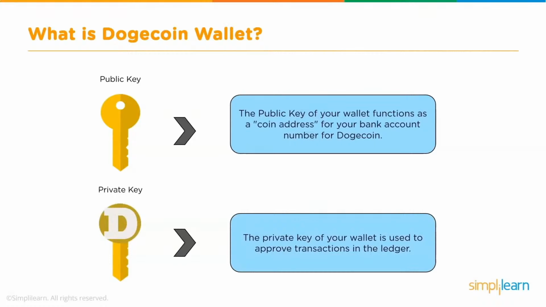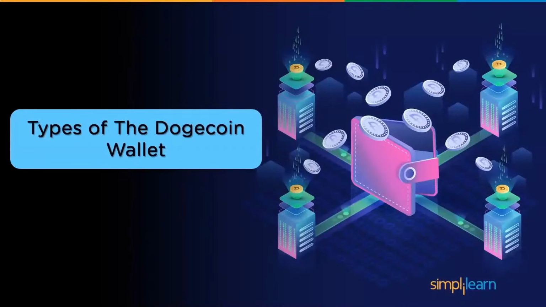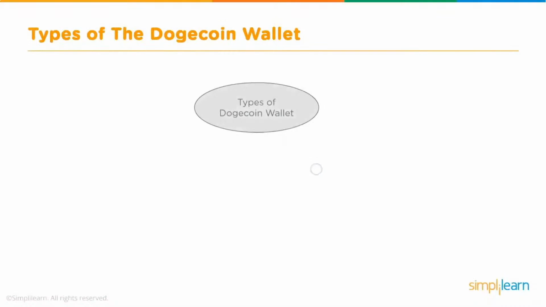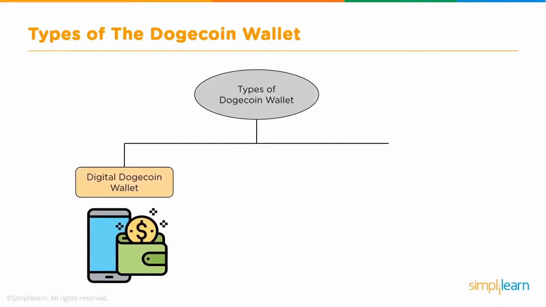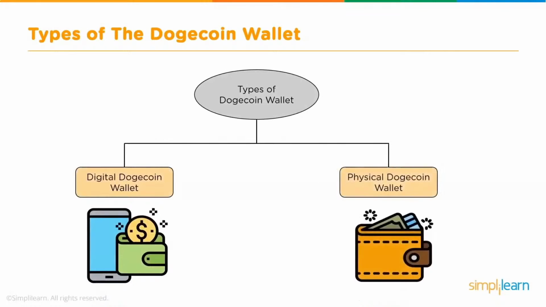On the other hand, your wallet's private key is only used to send Dogecoins to other users in the network. So what are the types of Dogecoin wallet? Dogecoin wallet is of two types: digital Dogecoin wallet and physical Dogecoin wallet. Digital Dogecoin wallet is accessible through the web, and you can also download it according to your handset or operating system. On the other hand, physical Dogecoin wallets are pretty expensive and less accessible.